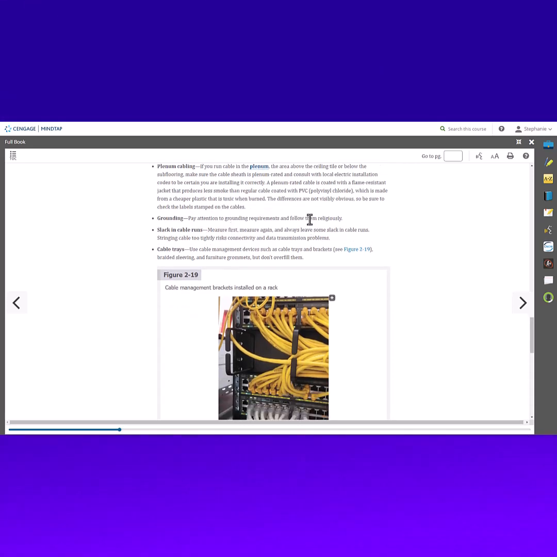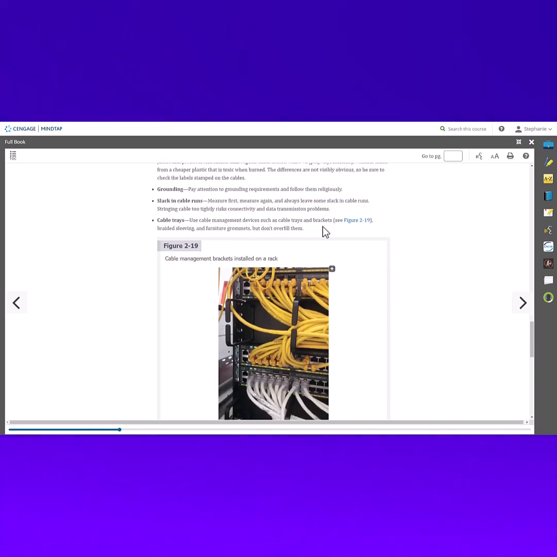And then grounding, you just want to follow grounding requirements. You want to make sure you have some slack. Sometimes you see at the end of cable runs where they're looped, that's your extra, because you don't want to have just enough. You don't want to have to run it again. Just in case things change or you need a little more cabling, you want to make sure you have a little bit of slack.